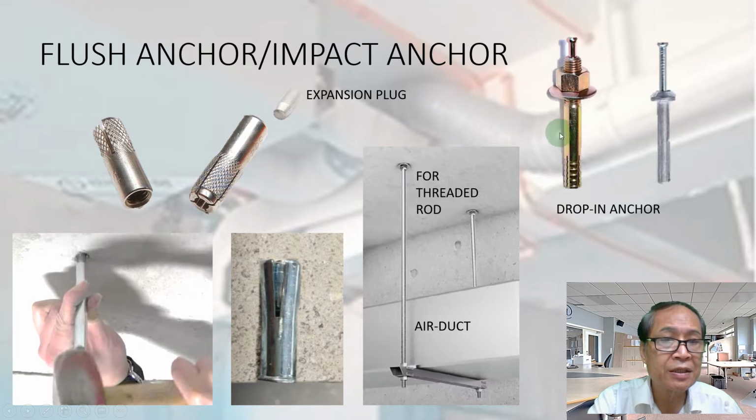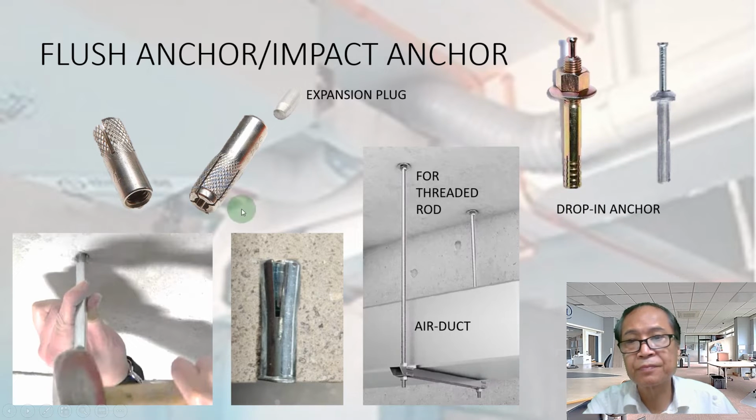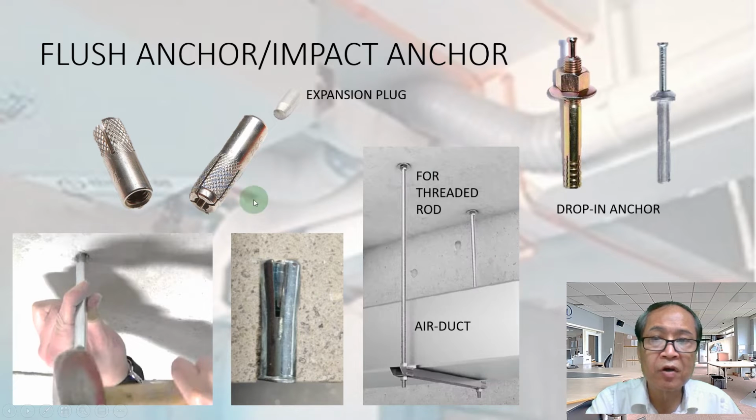This type is not common in Hong Kong, but very common in America. You see, you have a nail here. We hit the nail here and they expand. The bottom part expands. So you also have expansion anchor, impact anchor, drop-in anchor. Of course, we have different sizes. We have different kinds of threaded rod, and we also have different sizes of the expansion anchor.